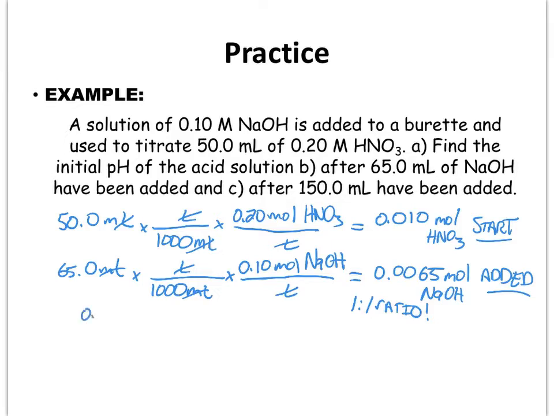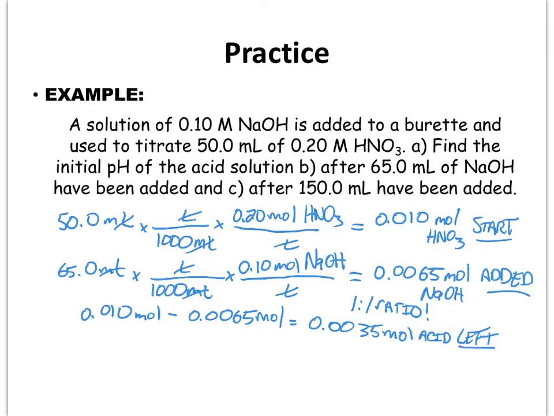So 0.010 moles of the acid I started with minus the amount of base that I added, and I actually end up having 0.0035 moles of the acid left over. I did not add enough base to neutralize all the acid. That's why I still have more acid remaining.